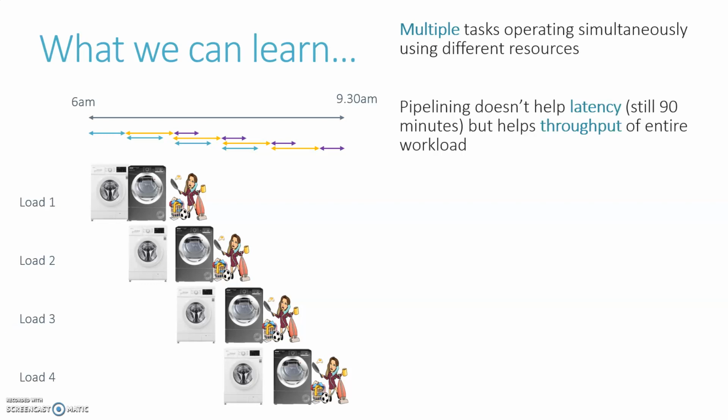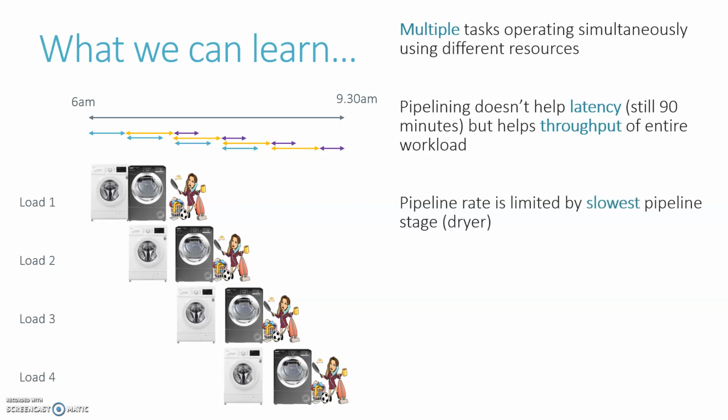Pipelining doesn't help something called latency. Now, what latency means is how long the task takes in total. Regardless of which way we've done it, whether you did it the slow way or the quicker way, it still takes 90 minutes from start to finish for each load of washing to go from dirty to finished, folded and neat on the bed, ready to go. But what it does do is help with throughput. It improves the efficiency of your processor or the efficiency of the task you're doing, so that you can do multiple things at the same time to get things done faster in the long run. But each task still takes the same amount of time.